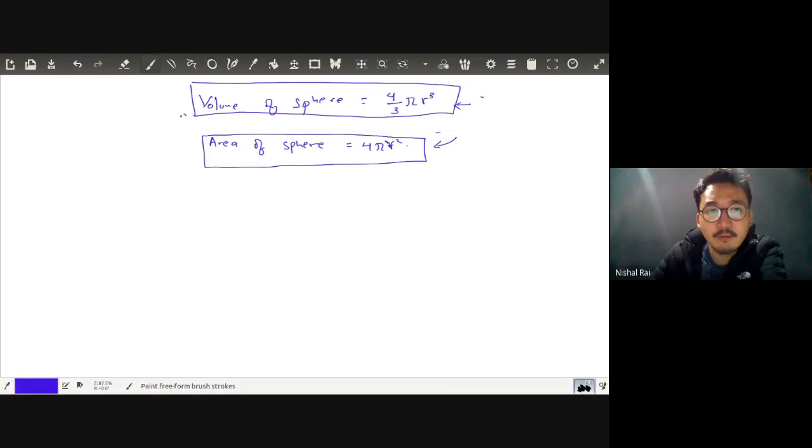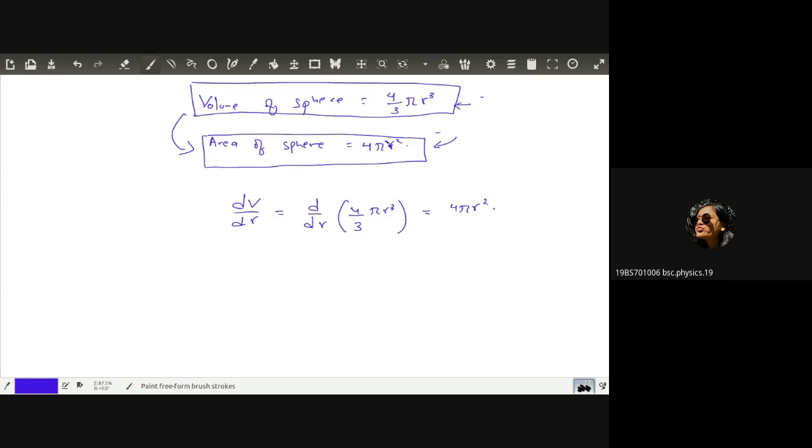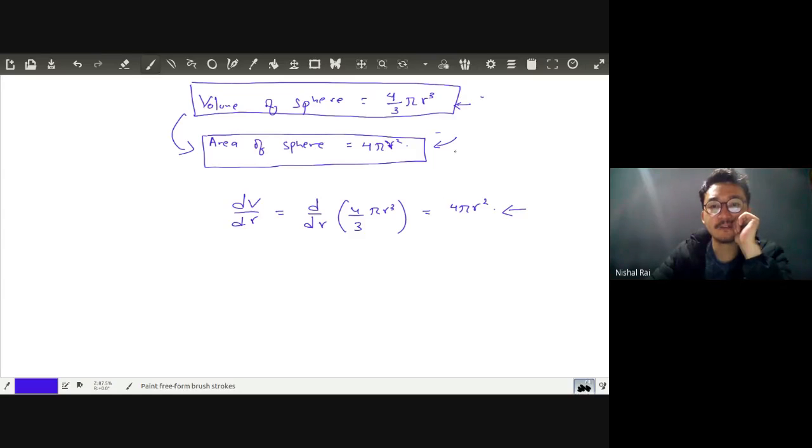Now how to get from volume to area? What you do is basically take a derivative of volume with respect to radius, or r as the variable. So what will be d by dr of 4 by 3 pi r cube? This is 4 by 3 times 3, and the 3 cancels, giving 4. Yes, sir. You'll exactly get the area of a sphere. So can I write a small volume dv as 4 pi r square dr?